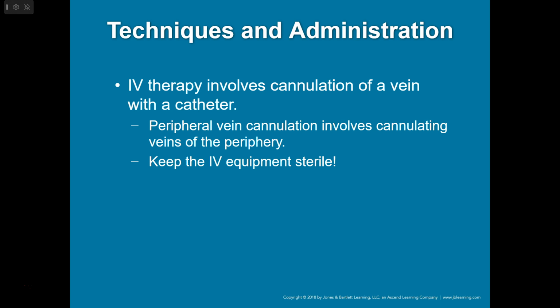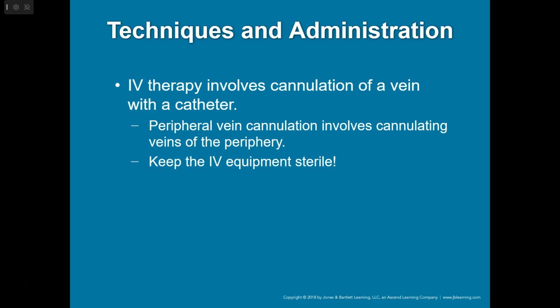External jugular would be kind of the exception to that. That's a big vessel. It's central line, kind of considering, sort of. So that's what we're doing with an IV, starting that peripherally in a vein and not an artery.